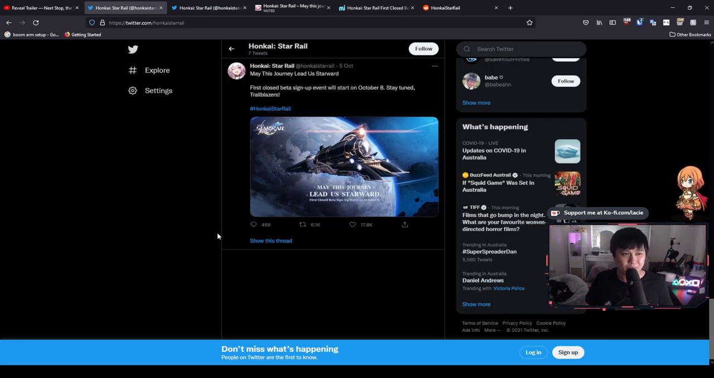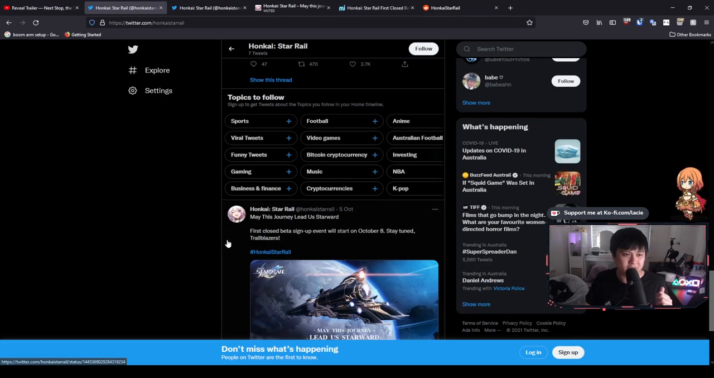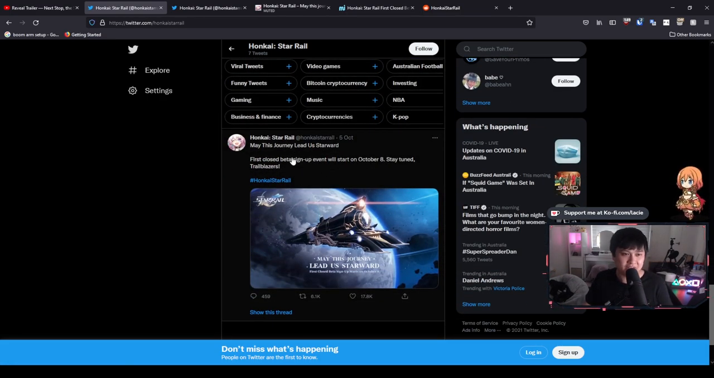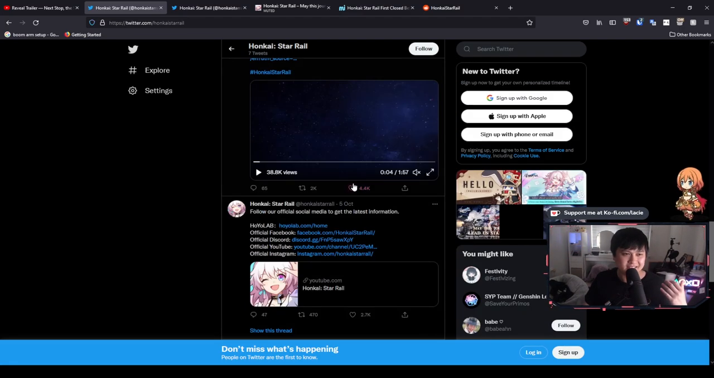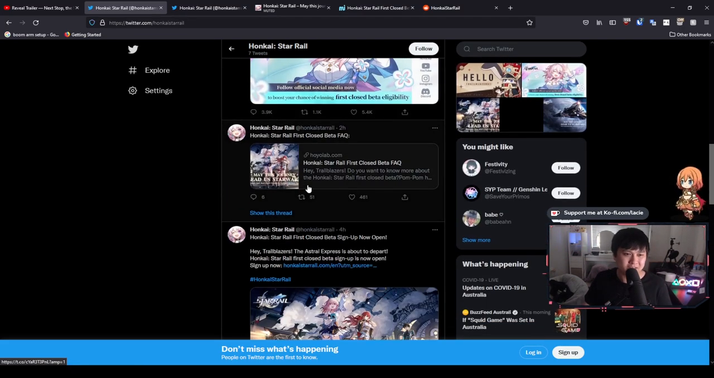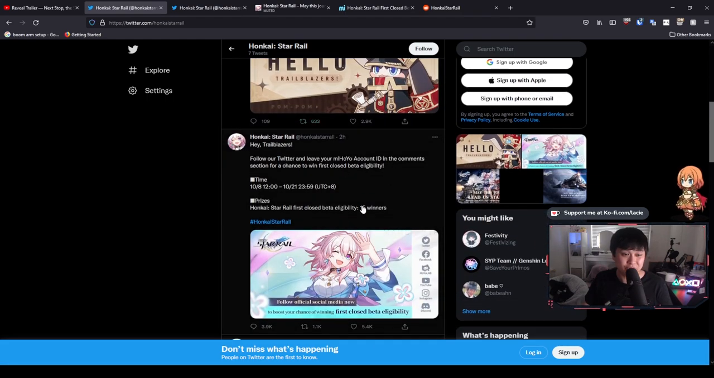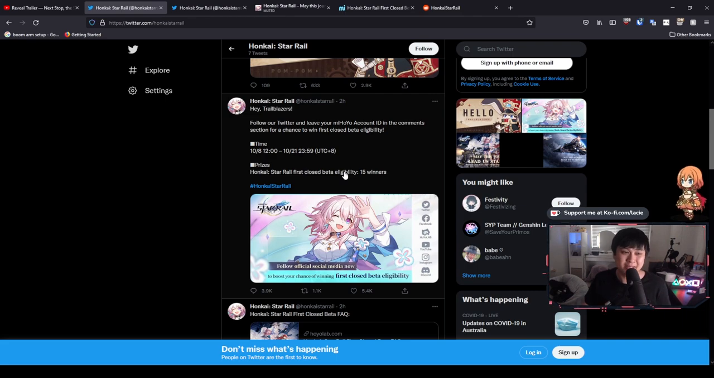But if there is anywhere to get all of your Honkai Star Rail news, it is probably going to be the Twitter, because it's actually the first place that I found this date. This sentence saying the first closed beta sign up is starting on October 8th. This was on Twitter first before it was anywhere else. And so I think that's kind of it. I don't know if there is too much left to be said. I think there is an event over here where you can drop your Mihoyo ID for a chance to win the first closed beta eligibility.